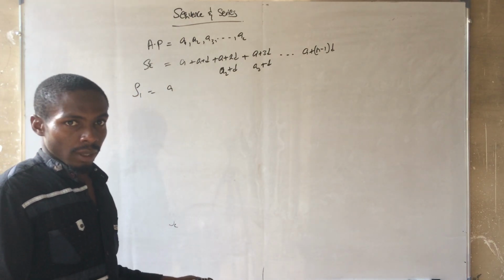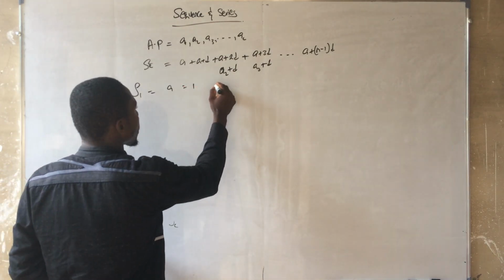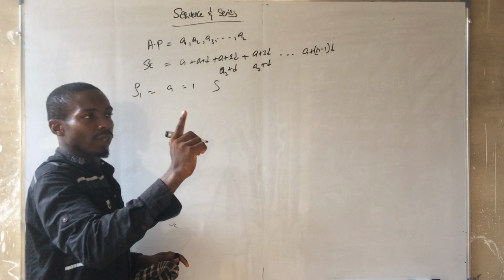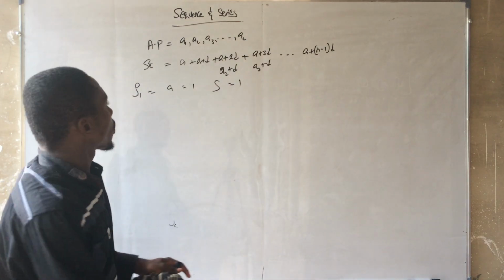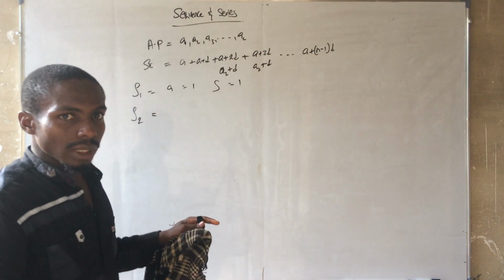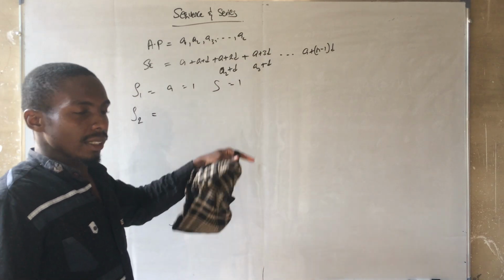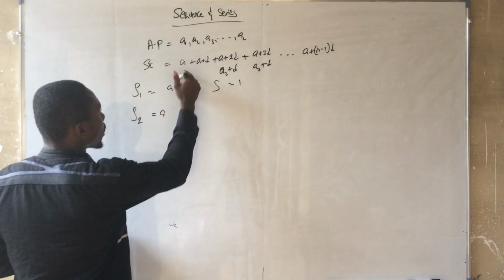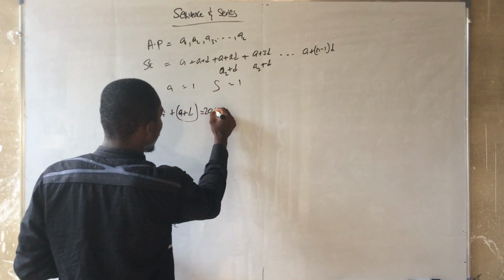S1 is equal to A, because it's just the only number there. If A is equal to 1, meaning that the sum of the first term of that number is what? 1, because 1 plus 0 is 1. So now the next one, if you are looking for S2, the sum of the first two terms in that sequence, we have A plus D, to give us 2A plus D.